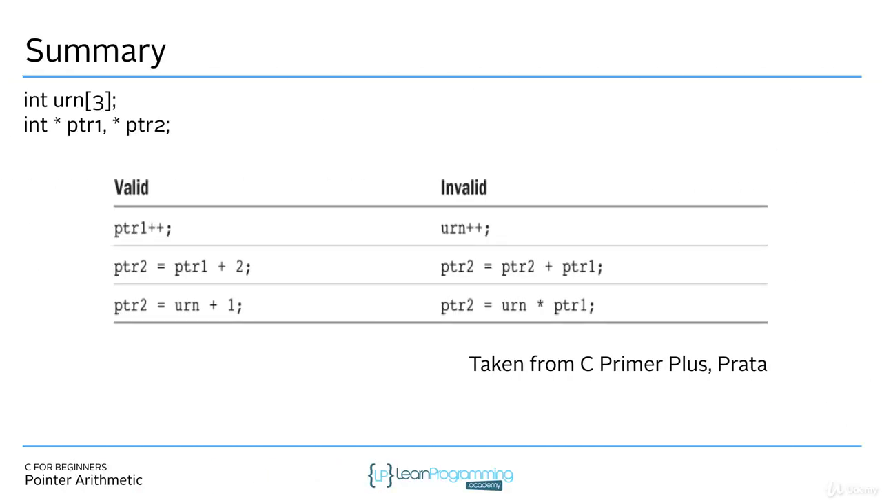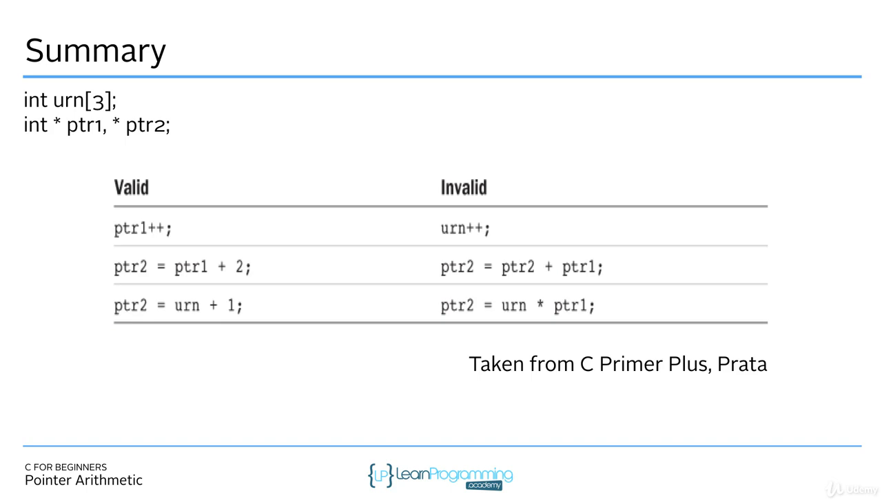So to summarize, here are some things that are valid when you use pointers and things that are not valid. If we declare some variables here, we declare an array called earn, and it contains 3 elements, and then we declare 2 pointers. Now, on those pointers, we can do arithmetic. We can say pointer1++. We can say pointer2 = pointer1 + 2. We can even say pointer2 = earn + 1. It's perfectly valid to do that because you have pointers and you're modifying the pointers by the address, so you can do pointer arithmetic.